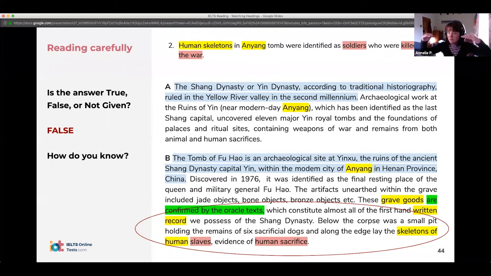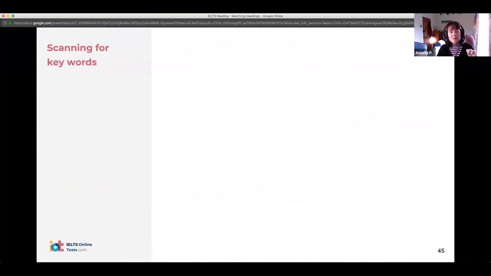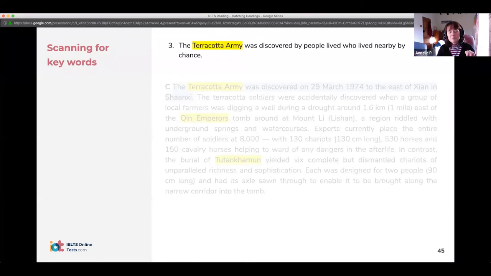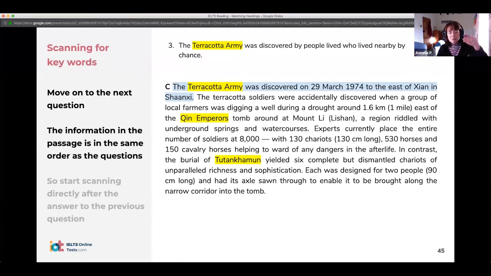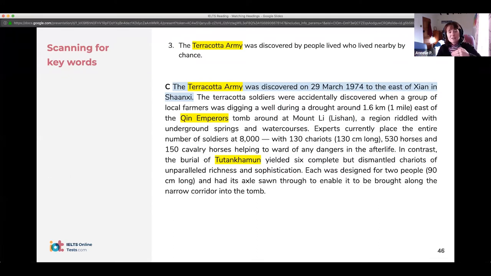So again, you're just finding the same kind of information. Who were the people? How were they killed? Is it synonyms or is it contradictory? If it's contradictory, it has to be false. Okay, all right, very good. So let's keep moving on. We're moving down to the next one, so we're going to keep moving down to C.